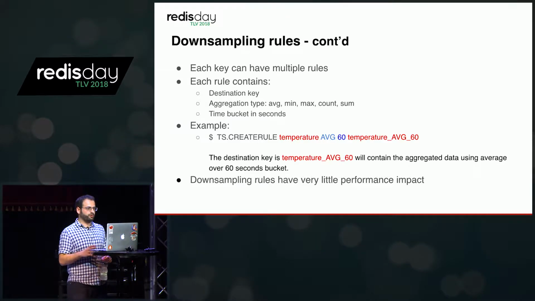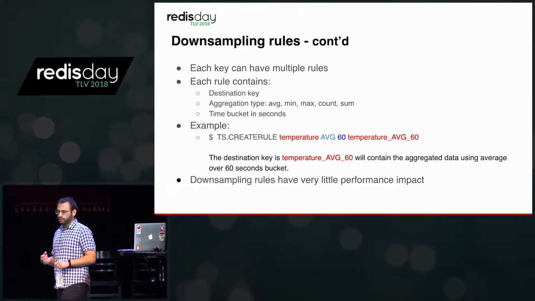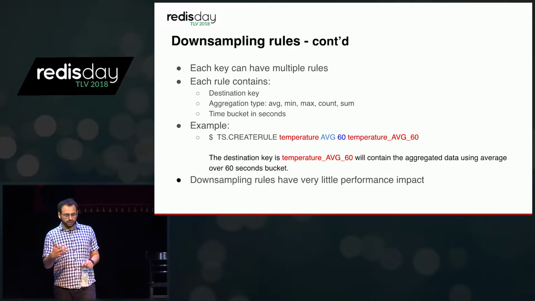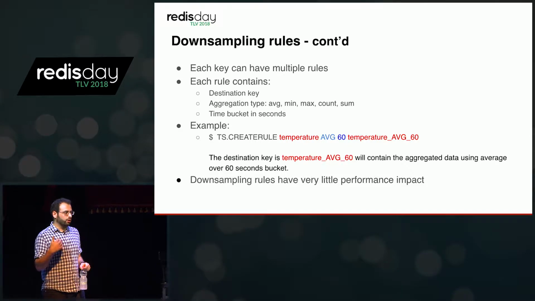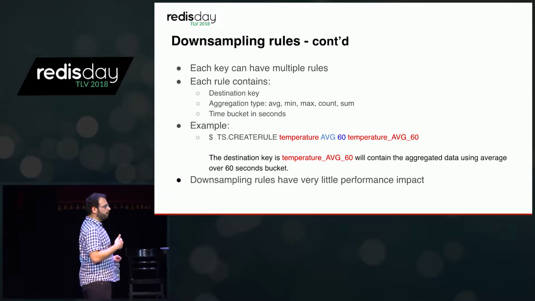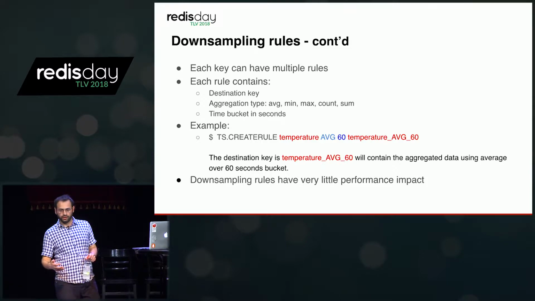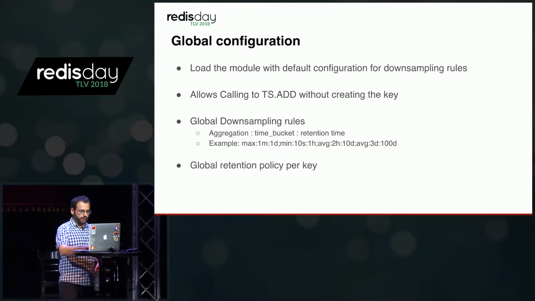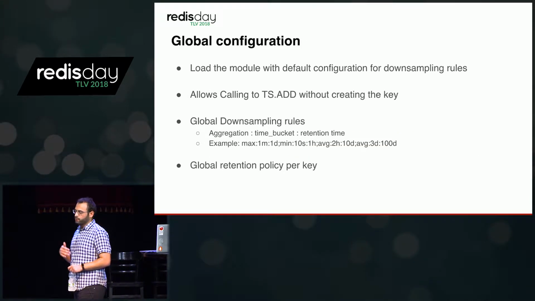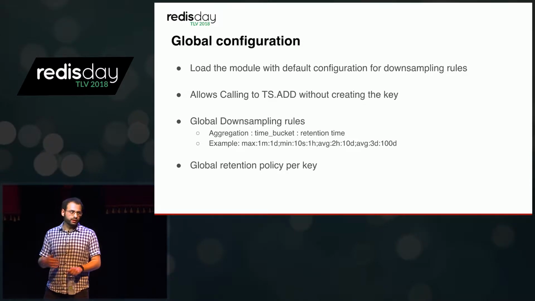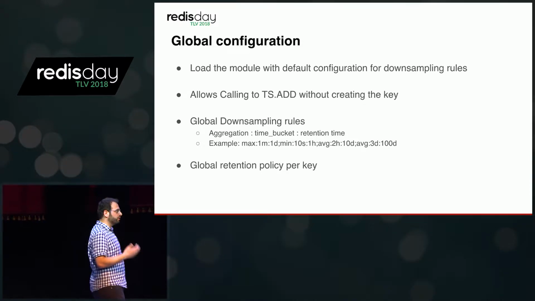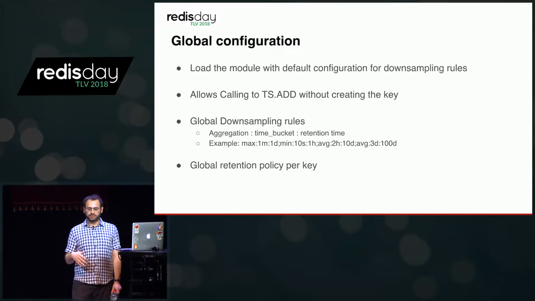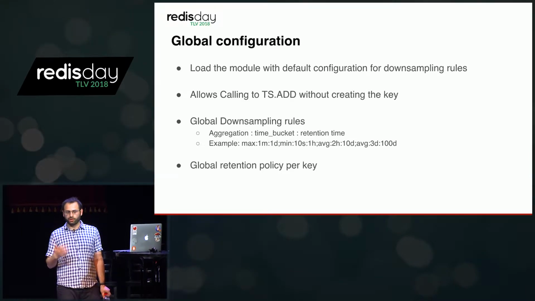Also, it's important to note that there is a performance impact for downsampling, but it's really limited, because what happens is we keep a context in memory of how much data you got, and we aggregate it on the fly, and only when the context of the aggregation has ended, only then we open the destination key and flush the data. In that sense, we do not use a lot of the Redis resources. There is a global configuration. You can load a module with different configuration. You can pick the default downsampling policies, and the module will create the keys automatically with those policies that you created. You don't need to manually create the policies for each key.